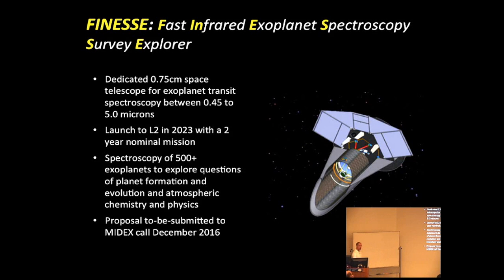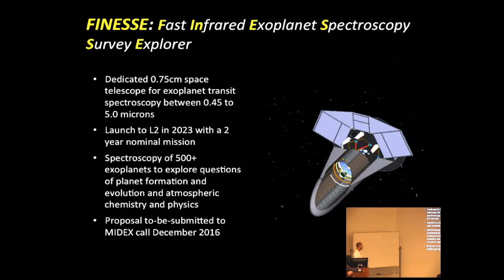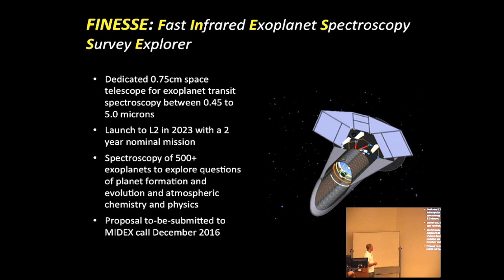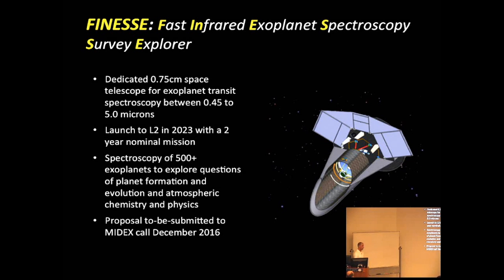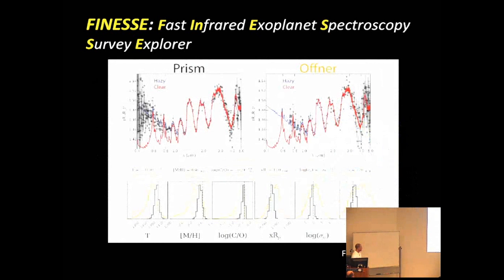Our aim is to do high precision spectroscopy of hundreds of planets, 500, maybe even 1,000, to explore questions of planet formation and evolution, atmospheric chemistry and physics, like I said, in a robust, rigorous statistical framework. We're aiming to submit a proposal for this mission to the Mid-Size Explorer Call that's due in December of this year. The idea is to launch in 2023 to L2 with a 2-year nominal mission, doing 500 to 1,000 planets.